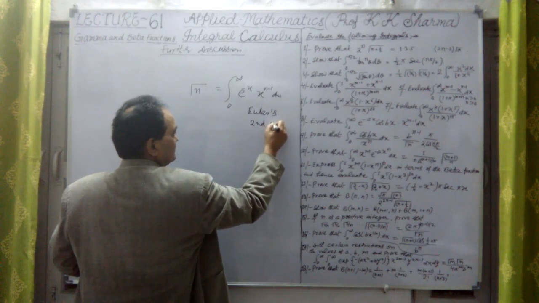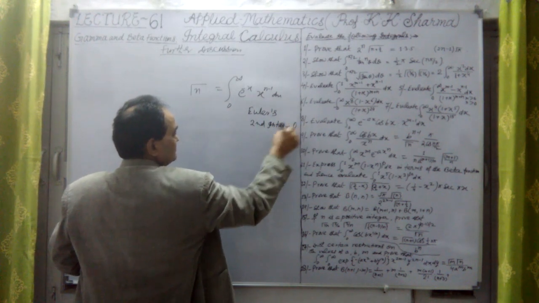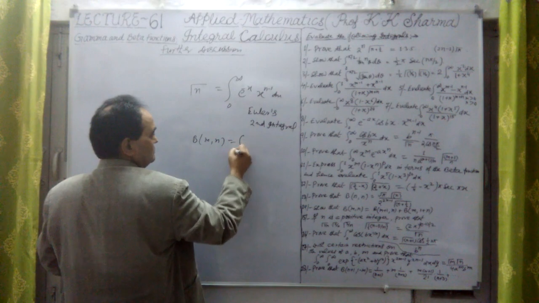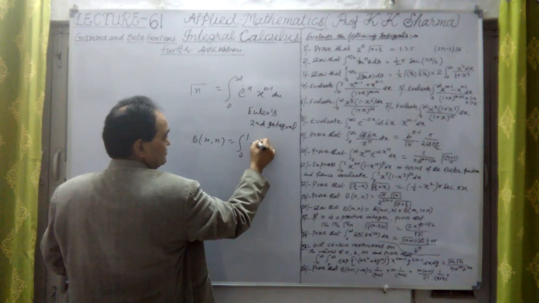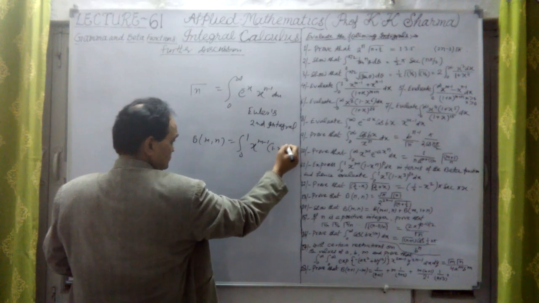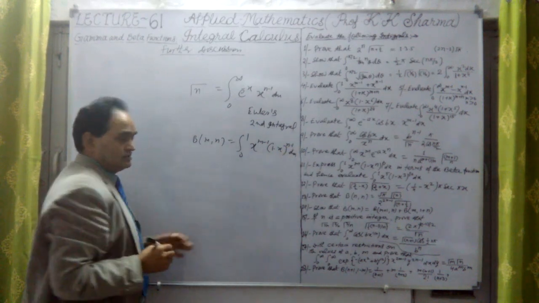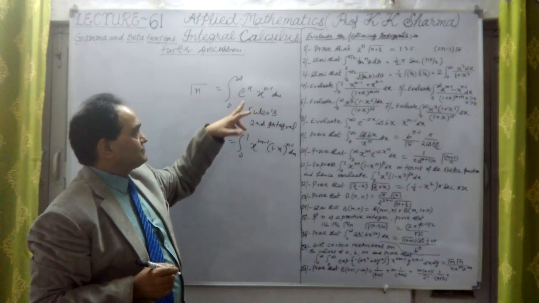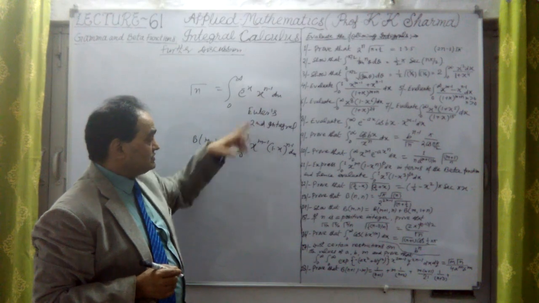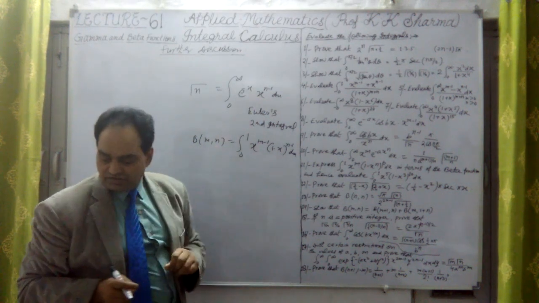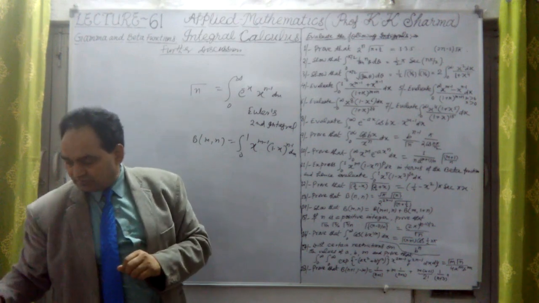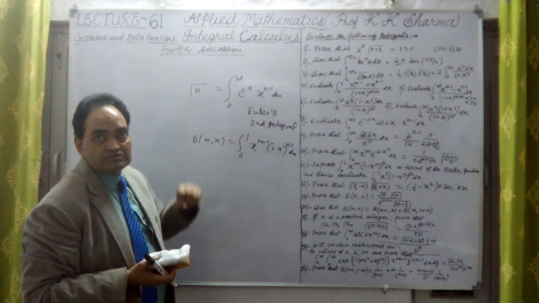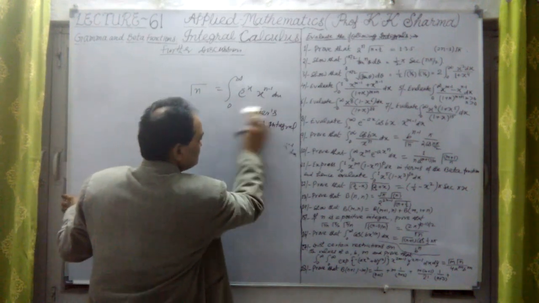This will be the second integral, the gamma function. Beta function is given by beta m n equal to integral 0 to 1 x raised to the power m minus 1 into 1 minus x whole power n minus 1 dx. This we have already defined. Gamma n is defined like this, known as second Euler's integral. This is the first Euler's integral. These are further applications, further discussion on beta and gamma function. Question number 13 is complete.